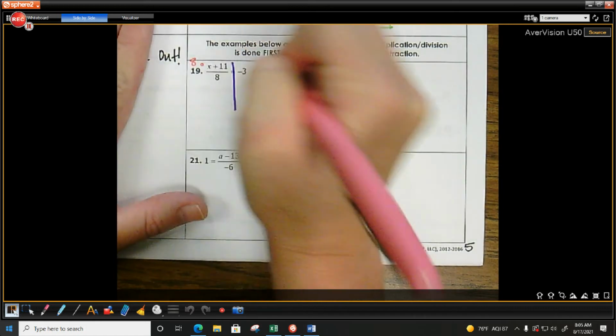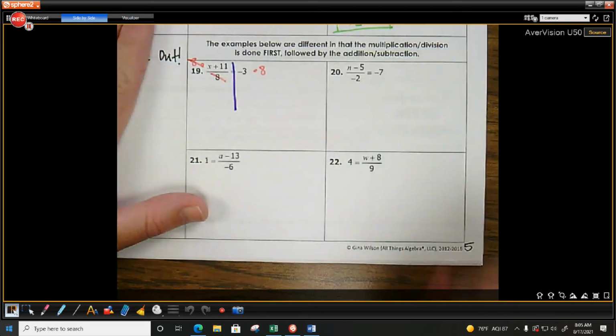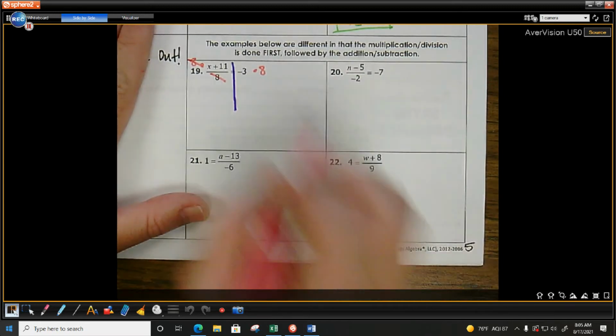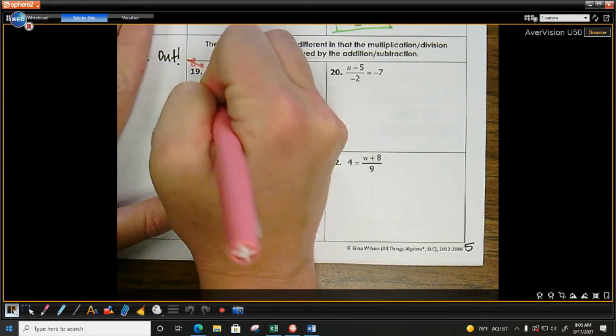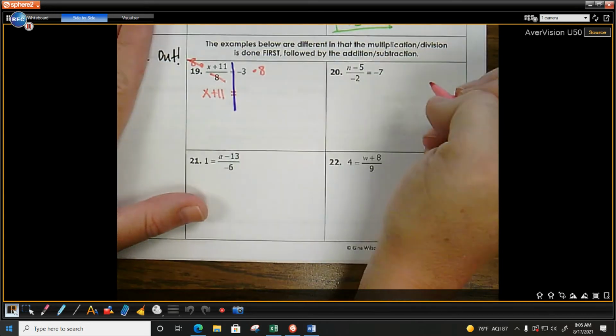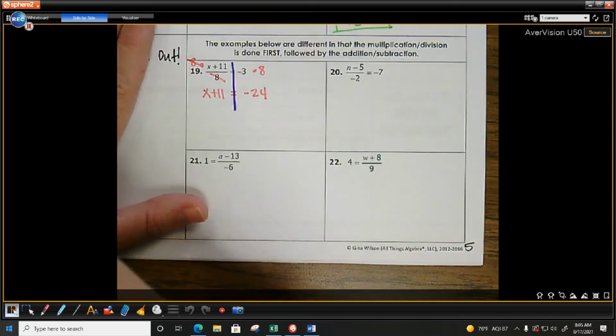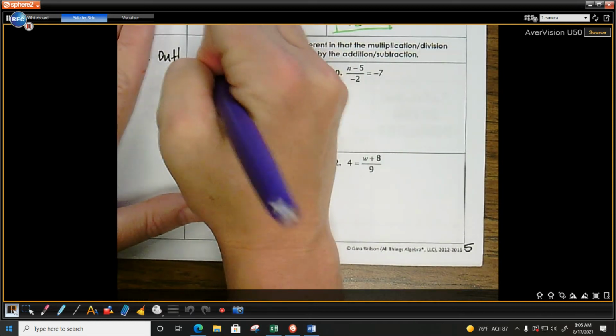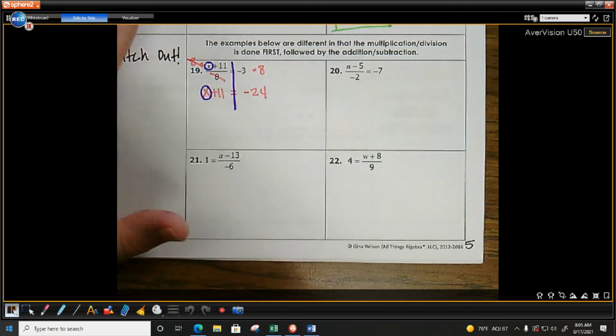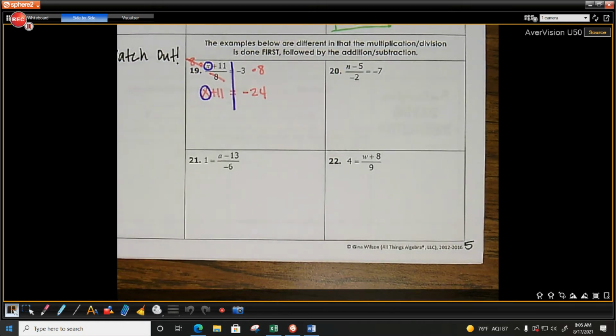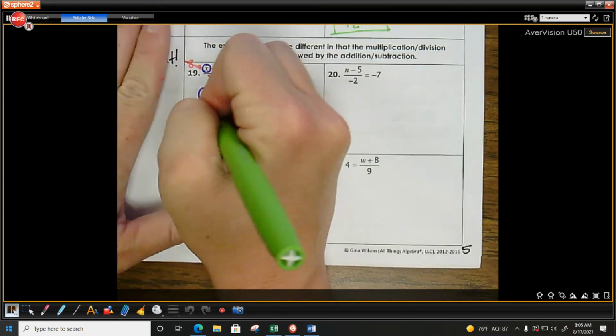And I get x plus 11 equals negative 24. Should be circling my x, sorry. What am I going to do now to get x by itself? Minus 11, very good. That is a constant. We add and subtract constants. So I get x equals?